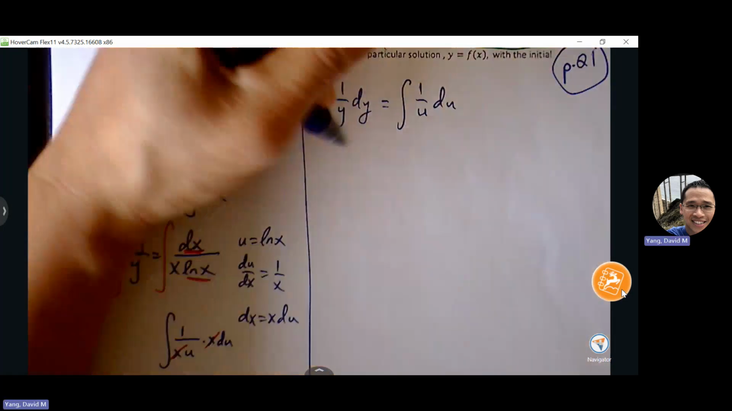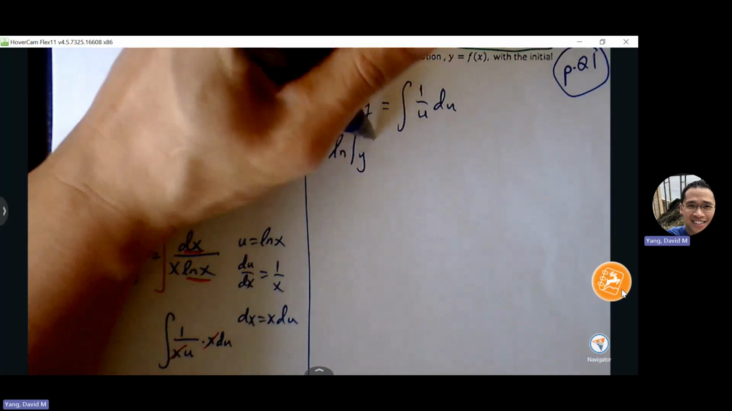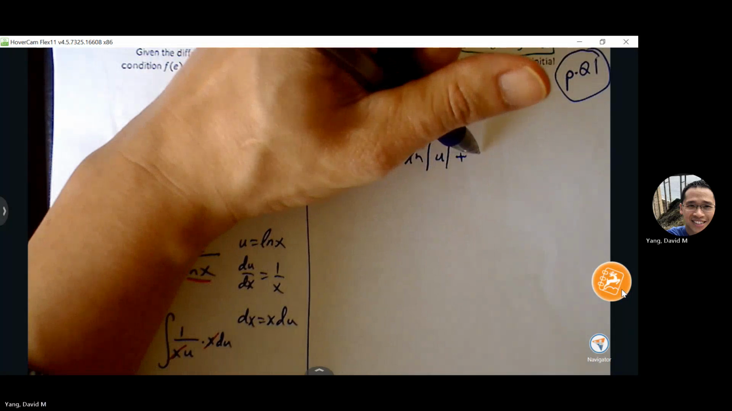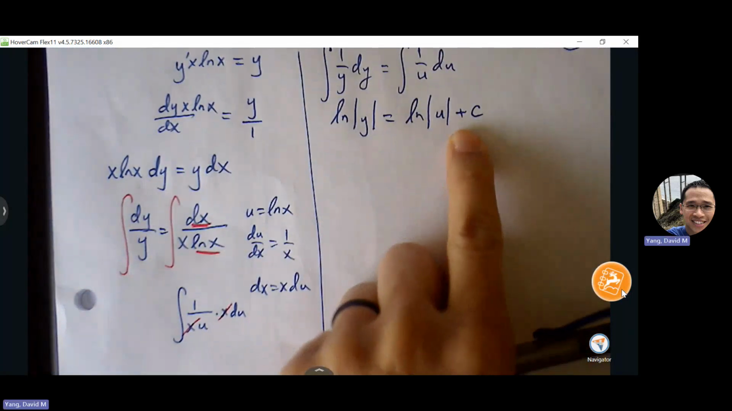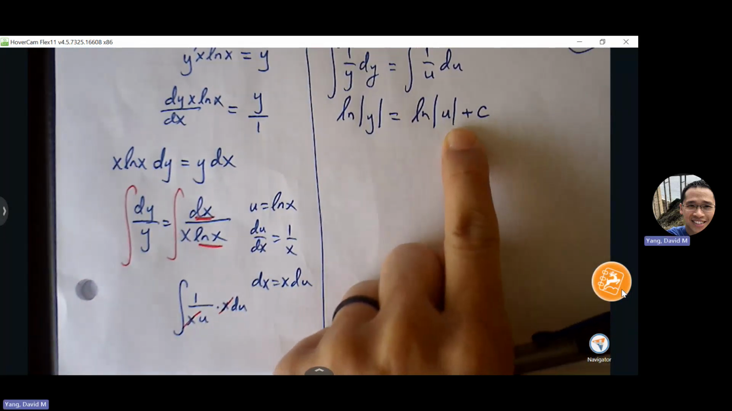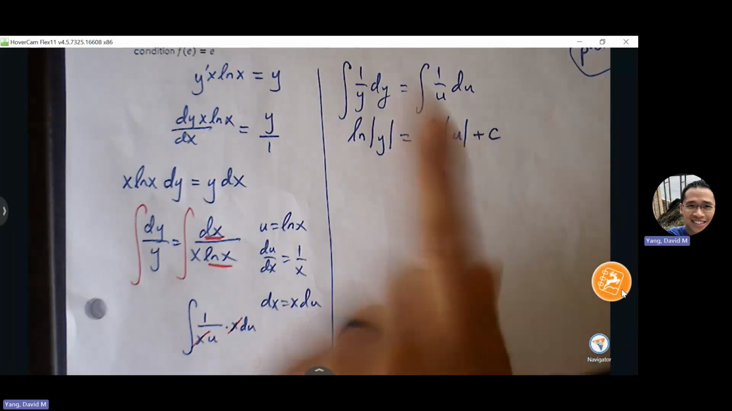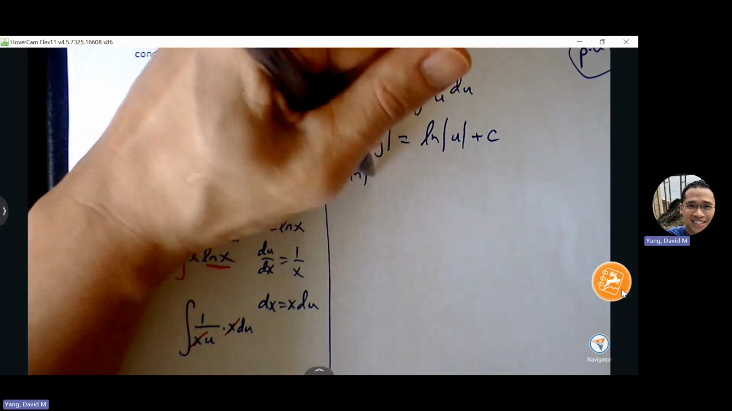Okay, so we said natural log on both sides, right? So natural log absolute value of y, natural log absolute value of u plus what? C. And then this side, we went through your substitutions. So we got to bring back our x on the right side. So natural log of what? Absolute value of natural log of x.